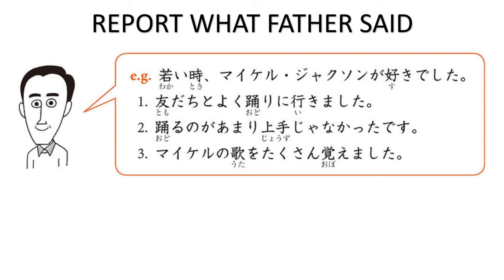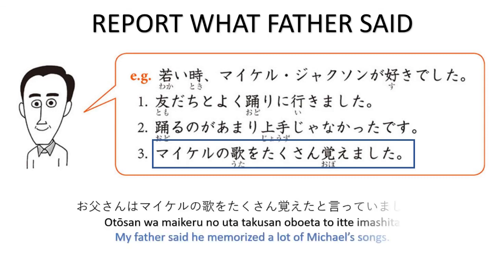And lastly, Maikeru no uta o takusan oboemashita. My father said when he was young, he memorized many songs of Michael Jackson. So how do we quote what father said? So we say, Otosan wa Maikeru no uta takusan oboeta to itteimashita. So you can see oboeta is the past plain affirmative form of oboemashita. So oboemashita, oboeta, then to itteimashita.